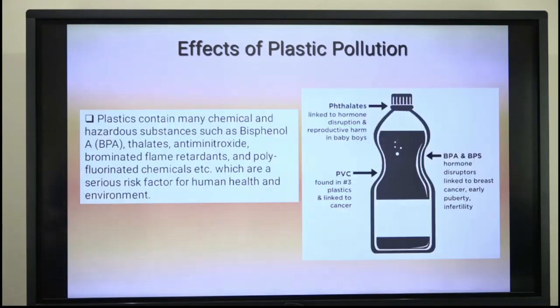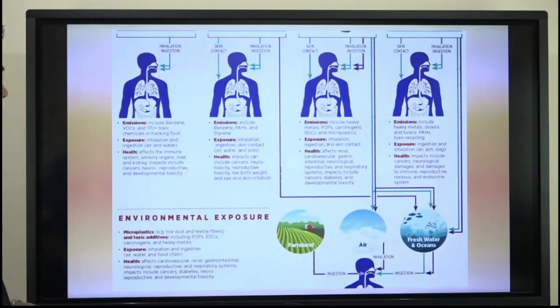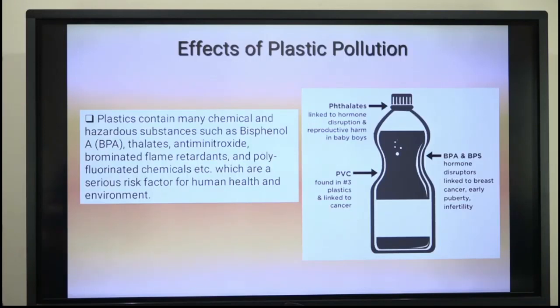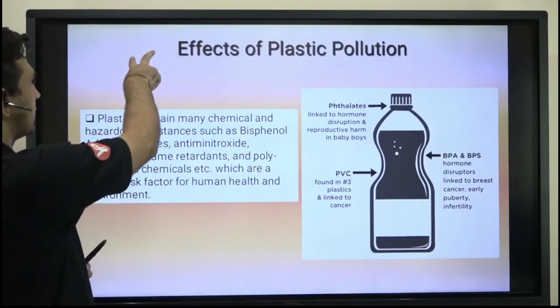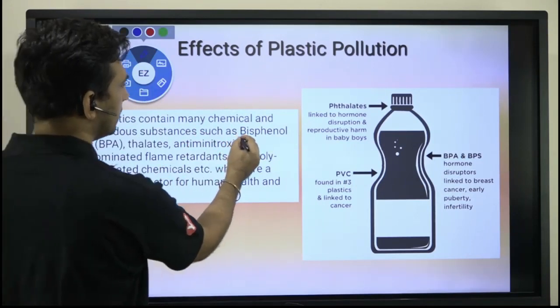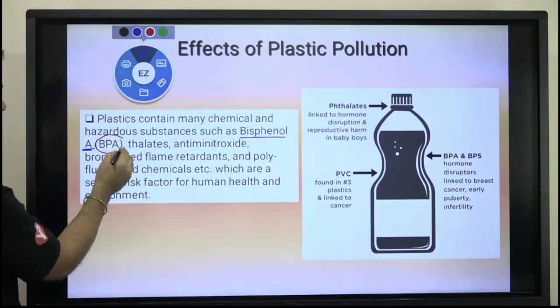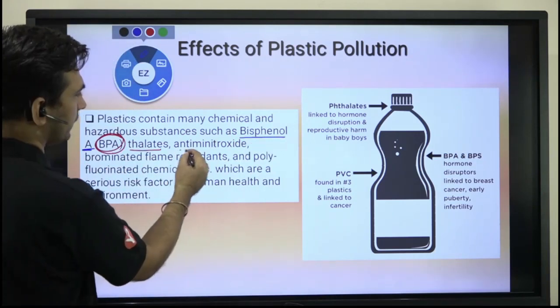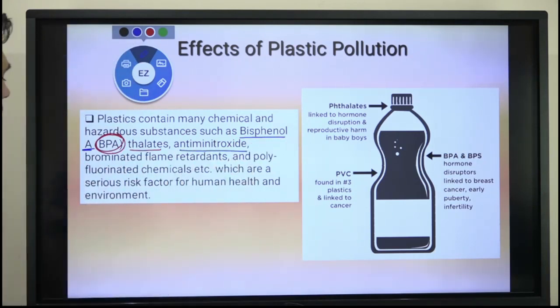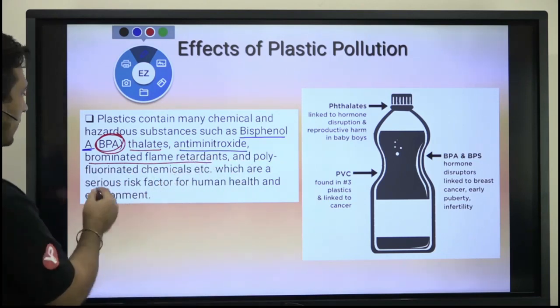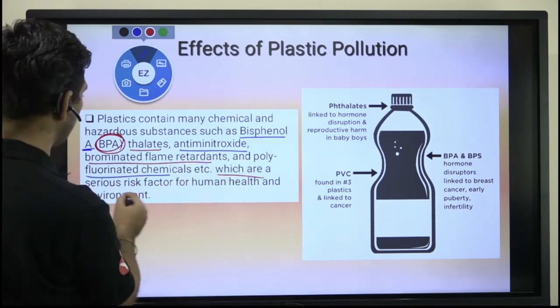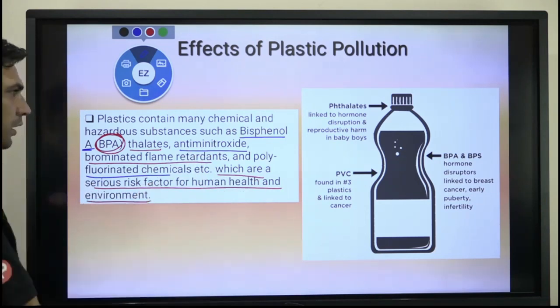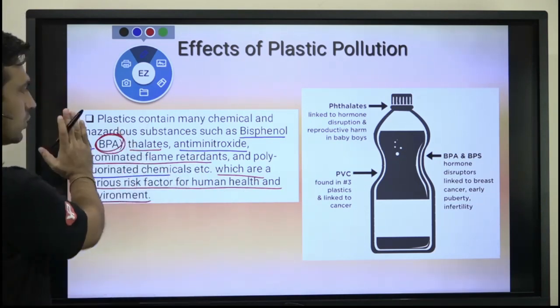Now let's see, if we look at one more thing in the health effects on human beings, we need to have a little idea on this. For example, plastic contains chemicals and hazardous substances such as bisphenol A (BPA), phthalates, antimony trioxide, brominated flame retardants, and polyfluorinated chemicals, etc., which are serious risk factors for human health and the environment. Now just see, you should have some idea about these names.